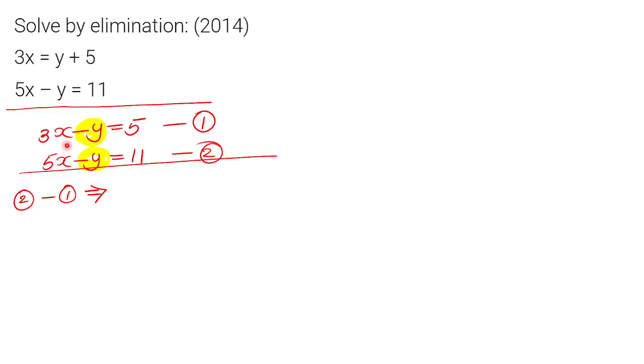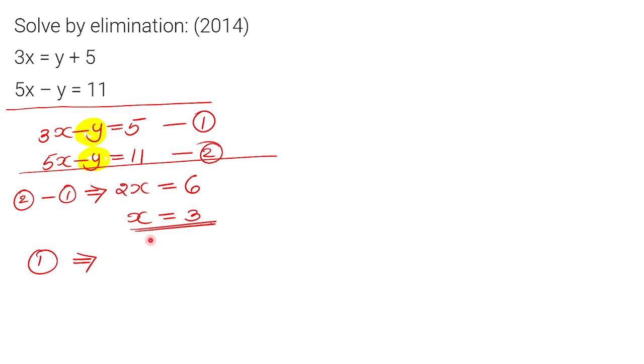So 5x minus 3x is what? 2x. Minus y cancels. 11 minus 5 is 6. 2 taken to the other side, x equal to 3. You can substitute x equal to 3 in any of the equations. Let it be the first one.